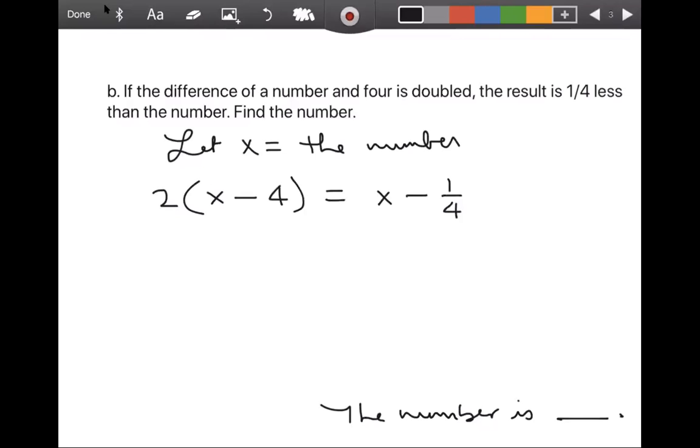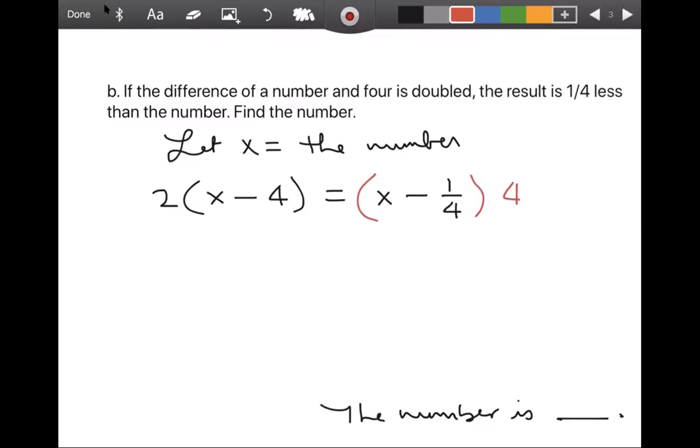All right, now we go through our steps for solving a linear equation. So I'm going to do something I've never done before, and you don't technically have to do this, but it's often a good idea. This equation has a fraction in it. So what I'm going to do is multiply both sides of the equation by 4.